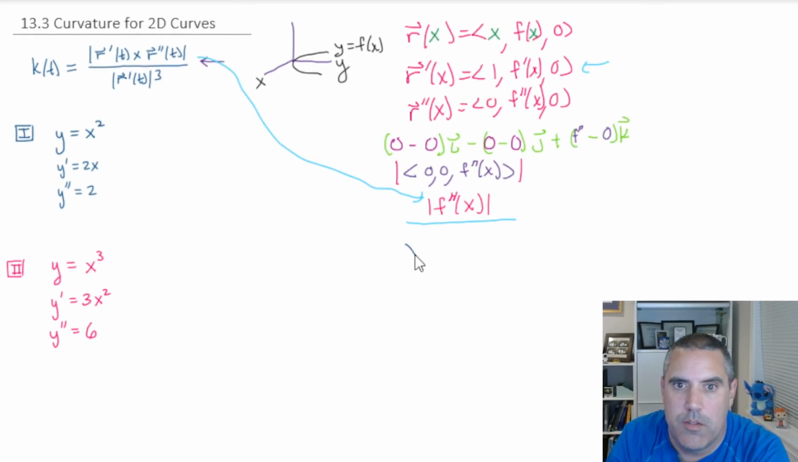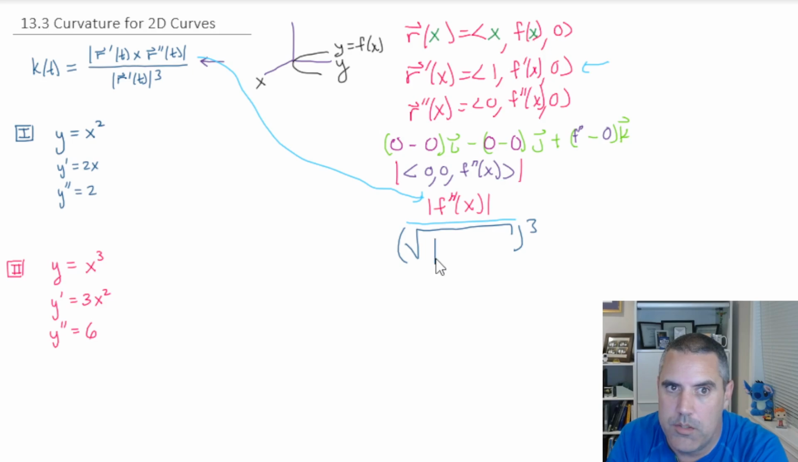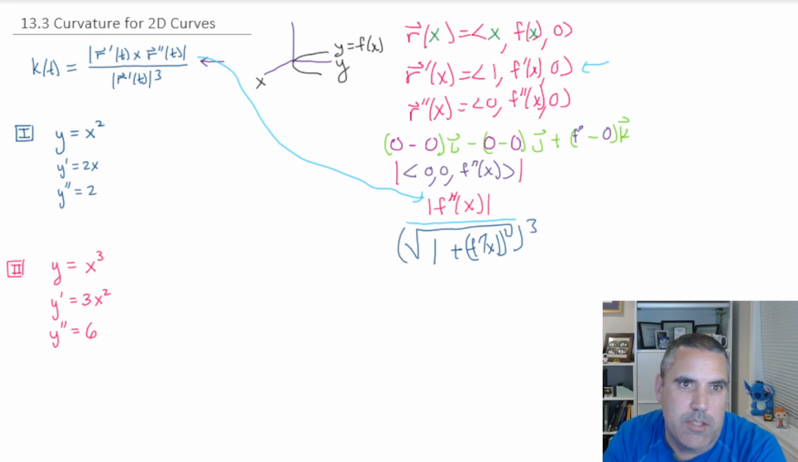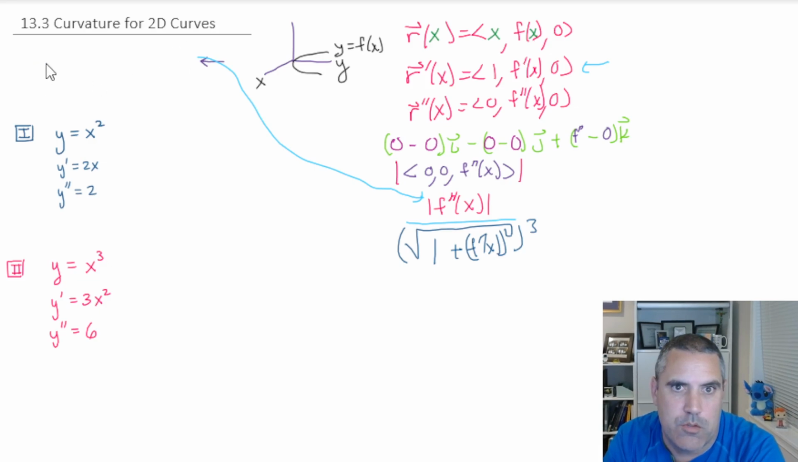So we're going to have the square root, because it's the length of the vector, and then we're going to take that and cube it. And under there, it's going to be 1 squared plus f prime squared. So from here on out, if you're doing something in 2D, you don't need the general formula. You can jump straight to the formula in 2D, which is the same formula. It's just saying rather than redo that every time, let's go straight to this.